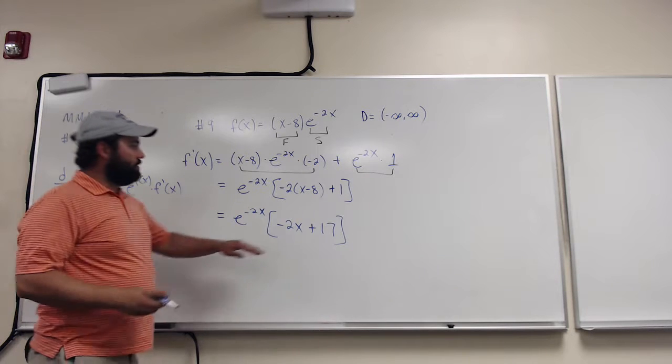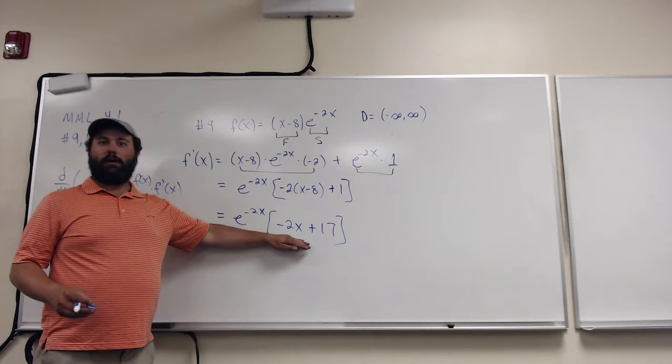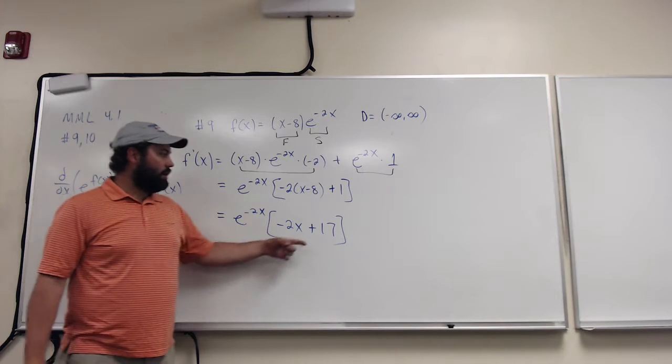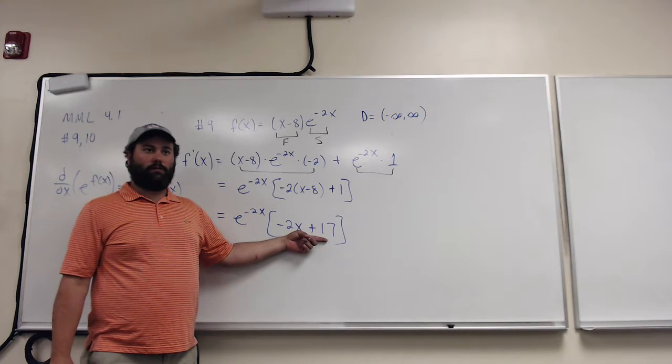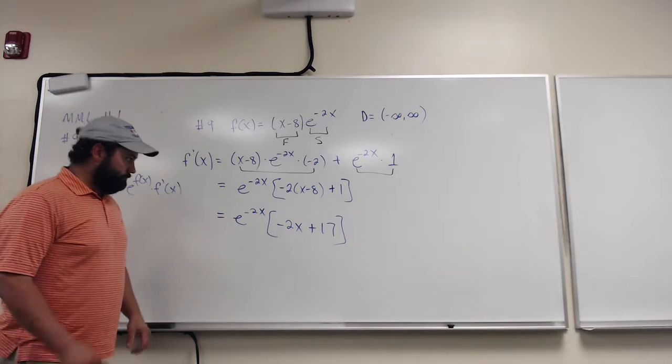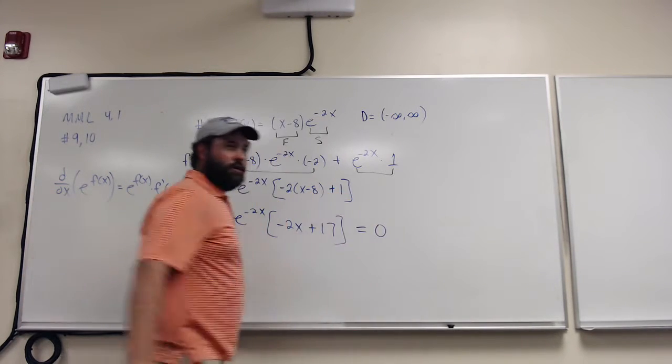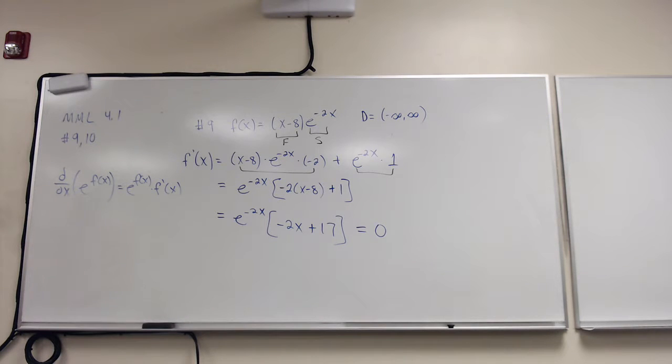And also, what's the domain of the derivative going to be? That is also all real numbers, because the exponential is defined everywhere, and this linear is defined everywhere. Okay, so we just need to figure out where the derivative equals 0, because it's defined everywhere.